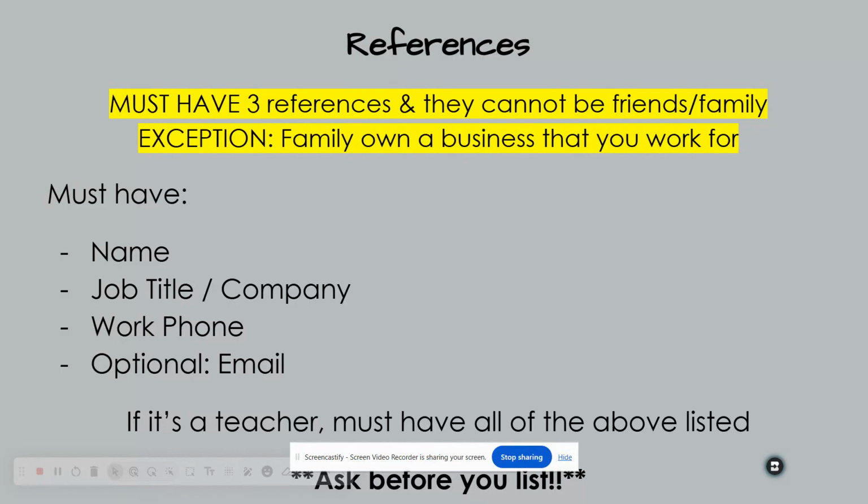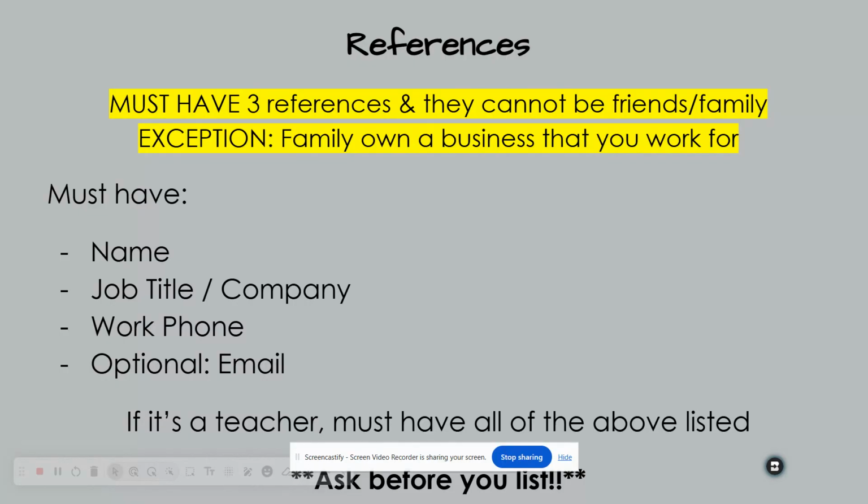For example, let's say your dad owns a contracting company and you work for him on the weekends or in the summers. You can list him. For your references, every single reference has to have their first and last name, their job title, where they work, so the company name, and a phone number.